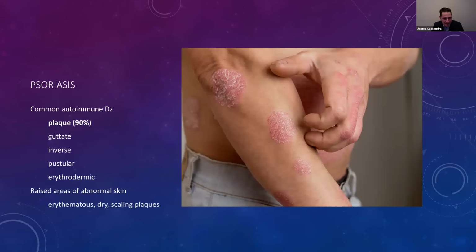The next type of arthritis is related to psoriasis, or psoriatic arthritis. It's broken down into different types. The most common type is plaque psoriasis. It's a common autoimmune disease. Plaque psoriasis is about 90% of the cases. You start seeing a raised, red, dry, scaly plaque. It's usually on the extensor surface, the back of the elbow, the front of the knee, the forearm, and the back of the hand are common locations.